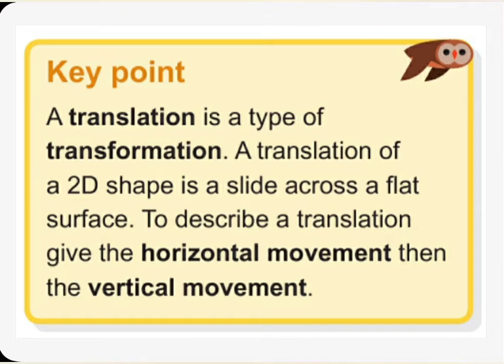Now, to understand this key point more, I will show you an example of how translation works. But first we have to understand that translation means moving an object without changing it. And when you describe a translation, you have to say how you moved it horizontally and how you moved it vertically. Now let me show you a question and you'll understand what translation means.